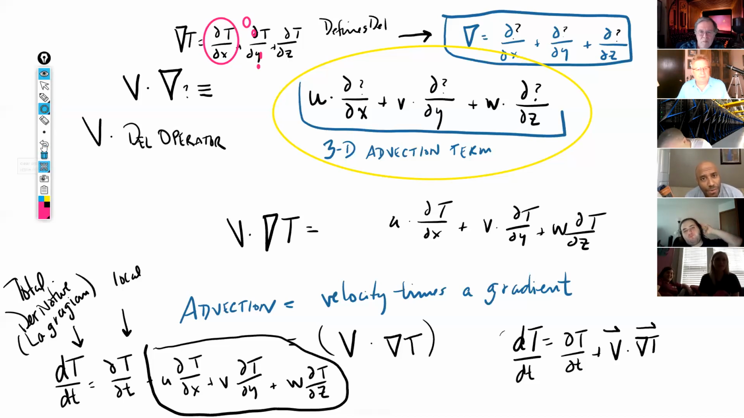What's this? Meridional. That's your meridional temperature gradient. And that's your vertical, the last one, temperature gradient.